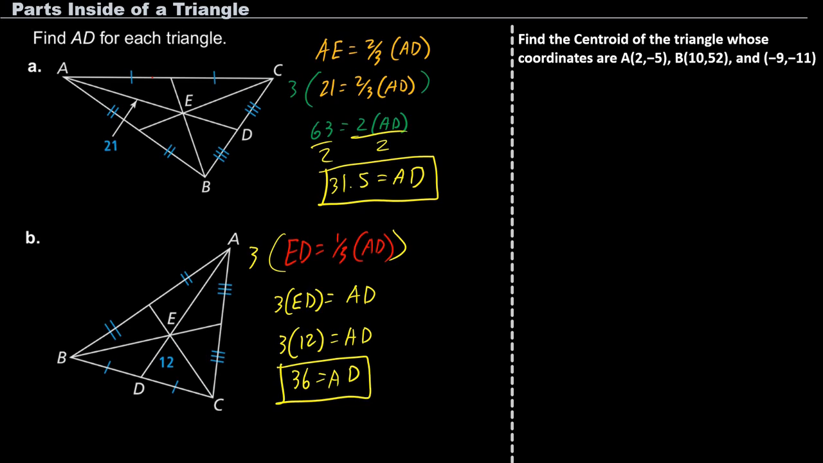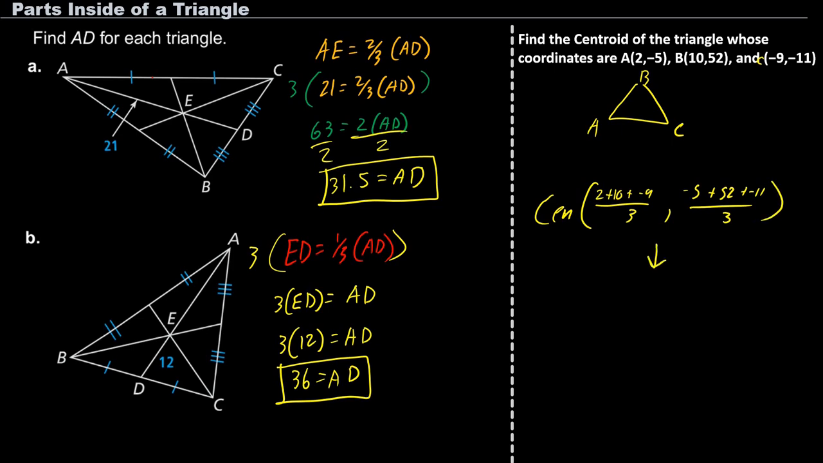And for our last problem, we're going to find the centroid given the coordinates presented. So we have this triangle ABC. So the centroid is located at my x values, 2 plus 10 plus negative 9 over 3, and my y values, negative 5 plus 52 plus negative 11 over 3.